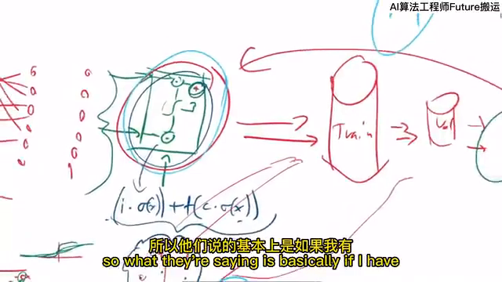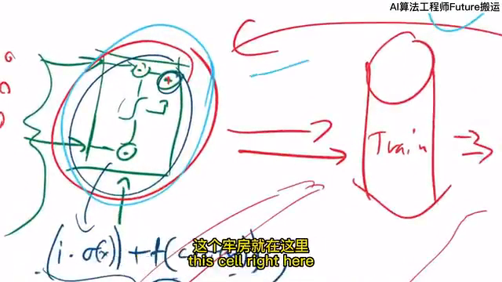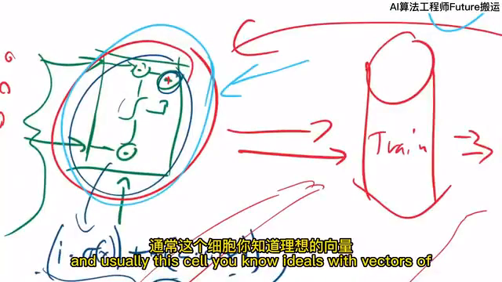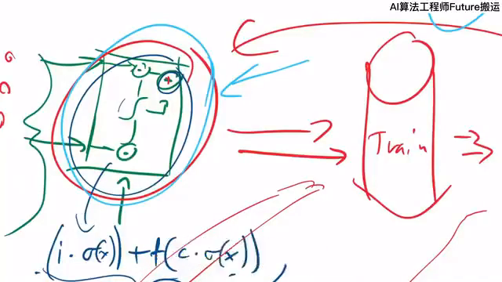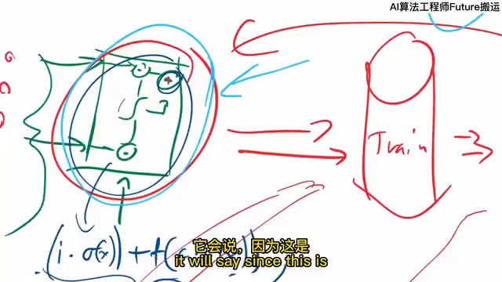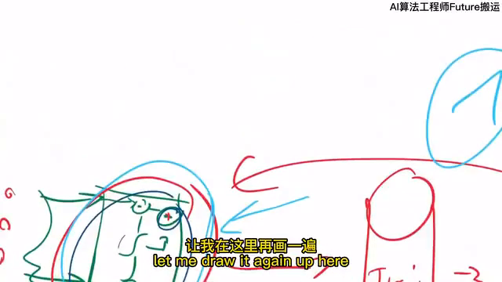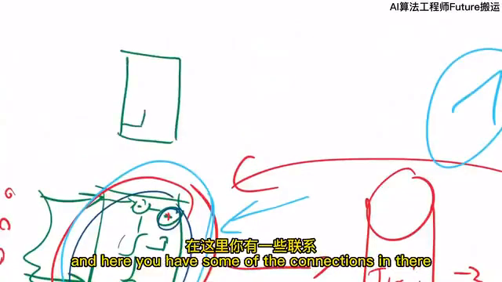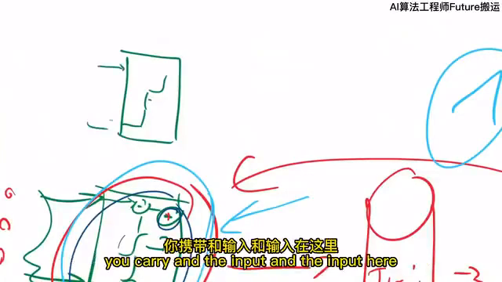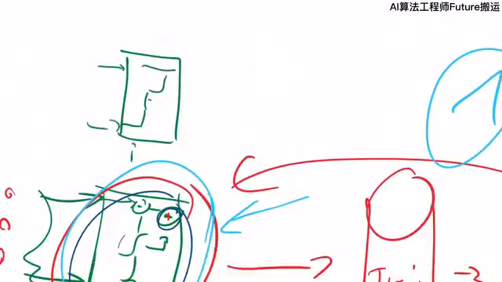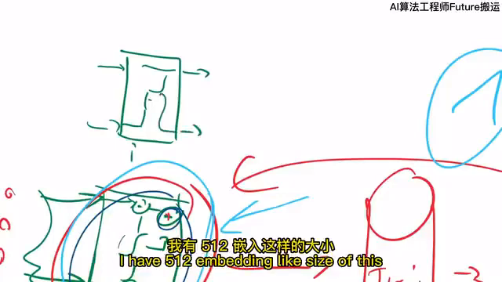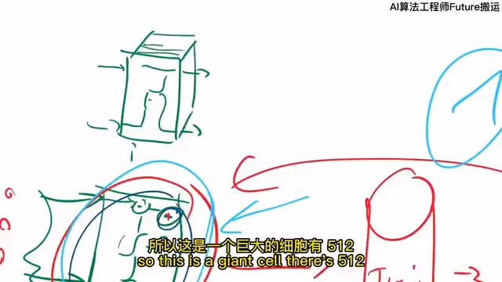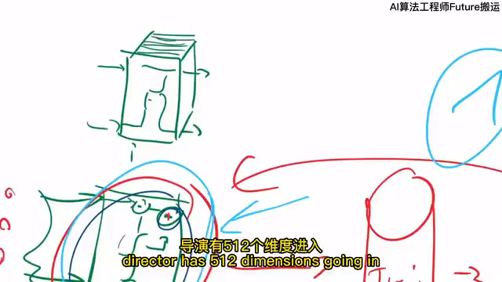So what they're saying is basically, if I have this cell right here, and usually this cell deals with vectors of, let's say, size 512 and so on. Let me draw it again up here. So here you have the cell, and here you have somehow the connections in there, the carry and the input here. Okay, and this is the output or the carry. I have an embedding size of 512. So this is a giant cell. The vector has 512 dimensions going in, basically.